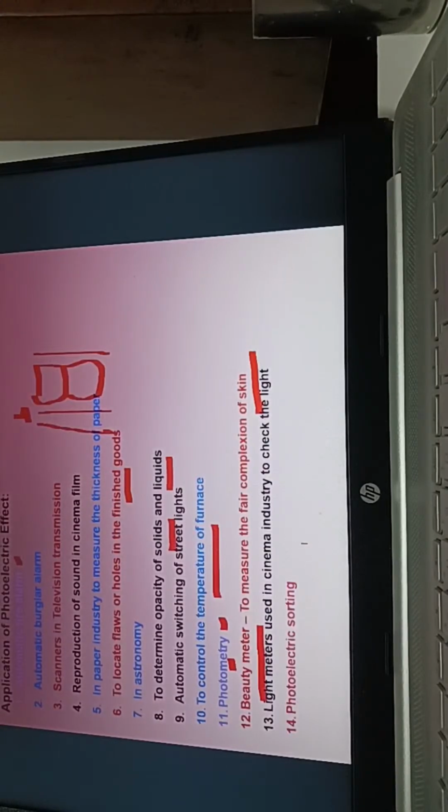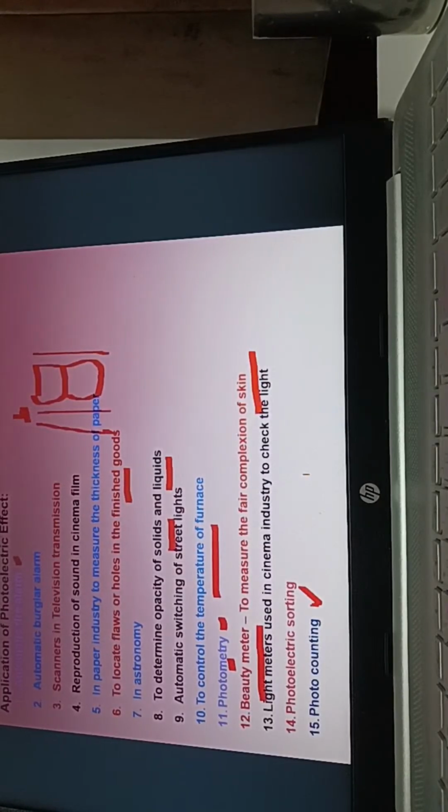Then photoelectric sorting. See, in your ATM generally there are 500 rupees, then 200 rupees, 100 rupees, how will they be sorted out? With the help of the photoelectric effect only. Then for photo counting, you know in banks, have you gone, there you see there will be a counting machine. That counting machine works by photoelectric emission. That's the end of photoelectricity.